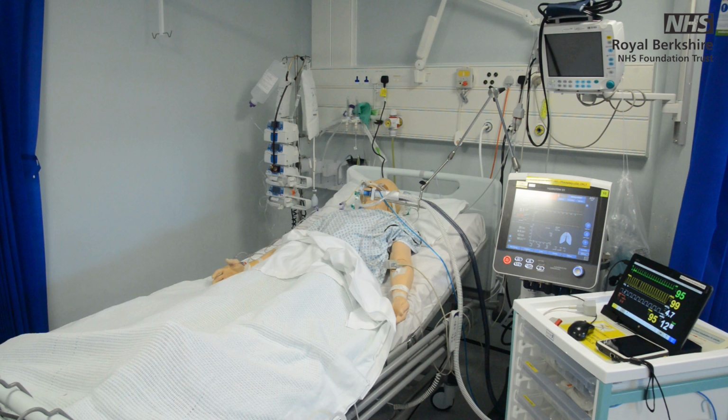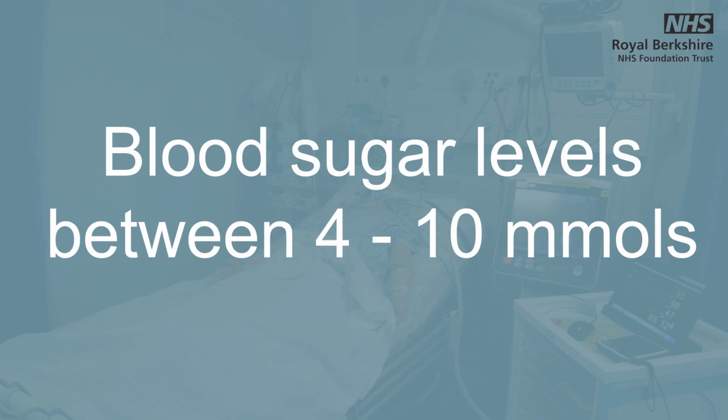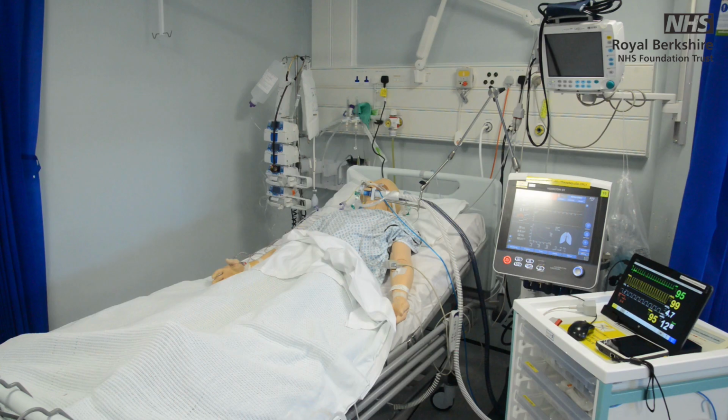Blood sugar levels. ITU patients often require an insulin infusion to keep blood sugar glucose levels between 4 and 10 millimoles. There has been lots of research over the years to support preventing hyperglycemia in critically unwell patients. Therefore, you may find your patient is on an insulin infusion but may not be diabetic. It is important to check blood sugar levels frequently as outlined in the local guidelines. It will be more difficult to spot the hypoglycemic patient in sedated patients.